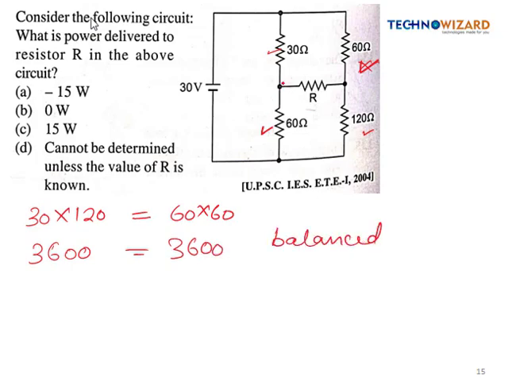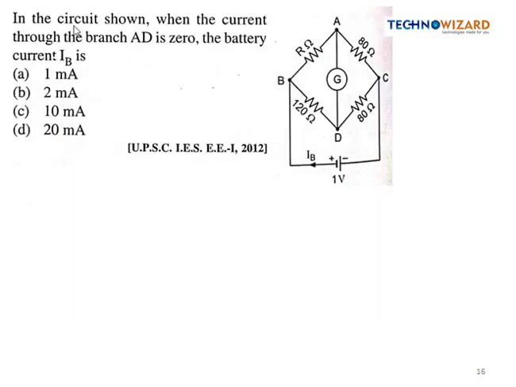And when a bridge is balanced, no current will flow from here, because these two nodes will be at the same potential, and hence no current will flow, as a result of which power delivered to the resistor R will be 0, right? So 0 watt. So option B is correct, because the bridge is balanced and hence no current will flow, so as a result no power will be delivered. So let's see the next question. Okay, so this is our next question.